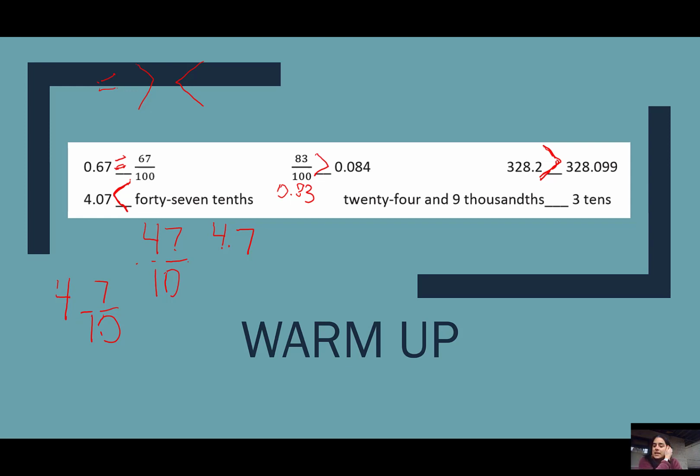The next number, 24 and 9/1000ths, or 3/10. Okay, so I have 24 and 9/1000. So 0 in the tenths, 0 in the hundredths, and then 9/1000. And then I have 3 whole tens. So if you think about it, this isn't tenths, this is tens. So 3/10 is the same thing as saying 30, right? So 3/10 is larger or greater.